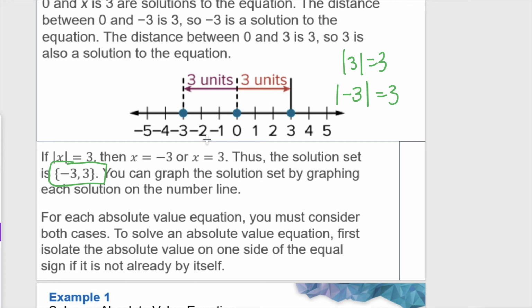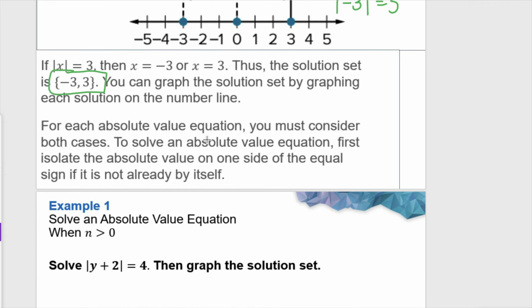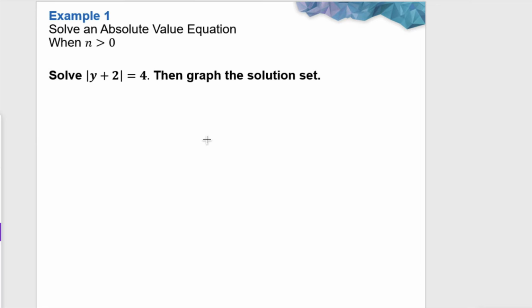To solve an absolute value equation, you first have to isolate the absolute value on one side of the equal sign if it's not already by itself. We won't see as much of that today. We'll see more of that tomorrow in day 2. Let's go and try this first example.